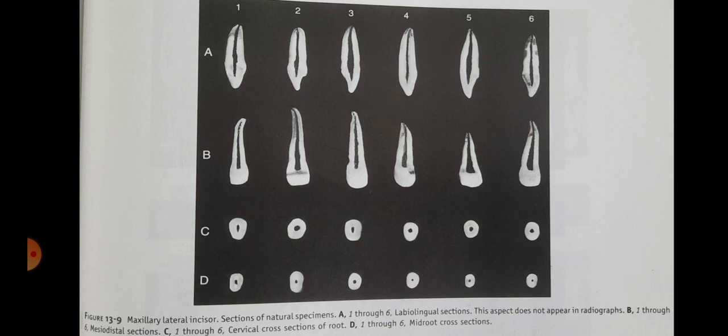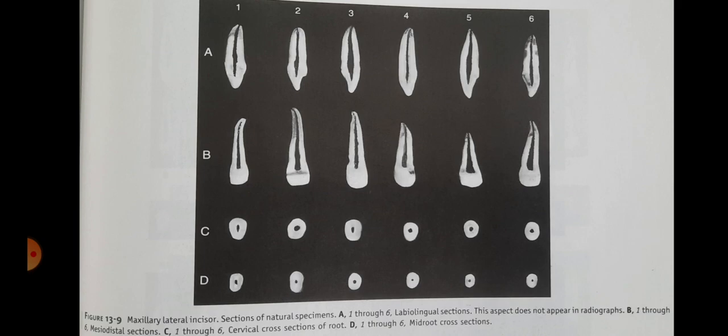Many of the apical foramina appear to be located at the tip of the root in the labiolingual aspect. You can see this in figure 13.9 A1, 4 and 6, right?